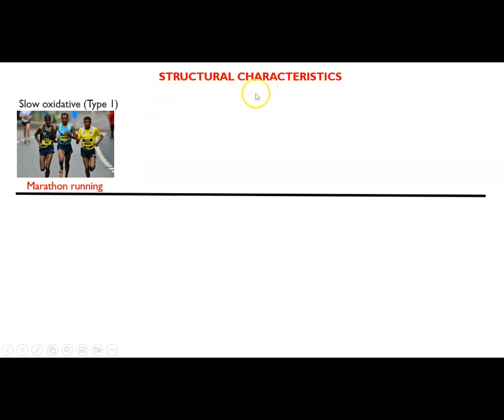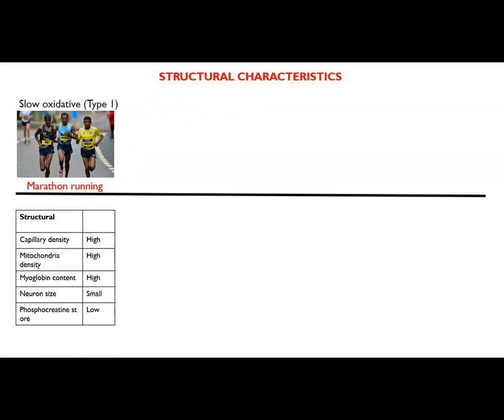So the structural characteristics: what is this muscle fibre actually made up of? Okay, and this is what we need to have down. It's made up of high capillary density, high mitochondrial density, high myoglobin content. It has a small neuron size, and our phosphocreatine stores are low.